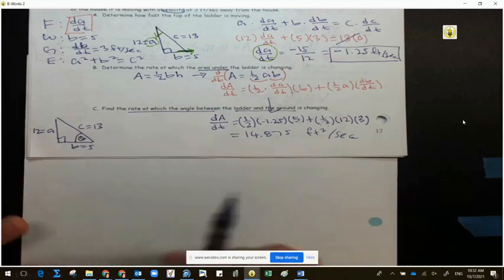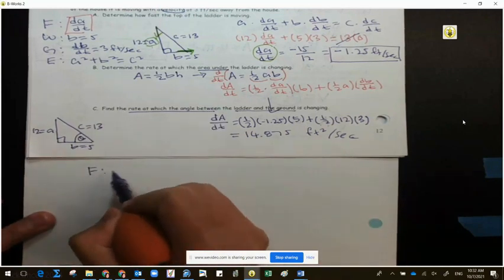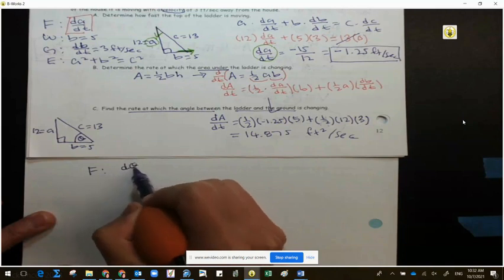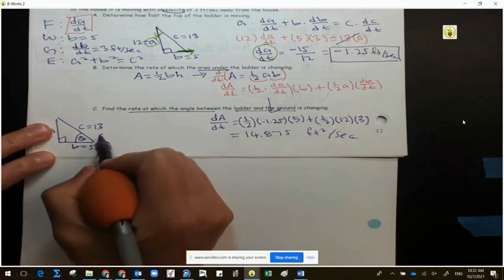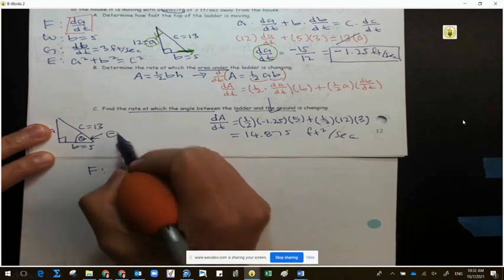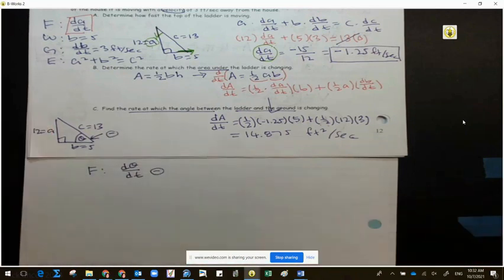So from there, we're looking for d theta over dt. It is a degree measure we're looking at. So let's kind of predict. As the ladder gets closer and closer to the ground, what's going to happen to the theta? Is it going to increase or decrease? It's going to get smaller. So we know this one has to be a negative number. So our anticipation is that d theta over dt has to be negative. That's going to be one way we're going to check.